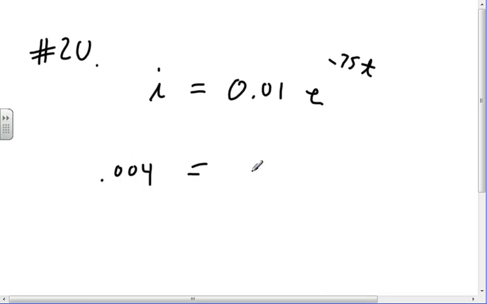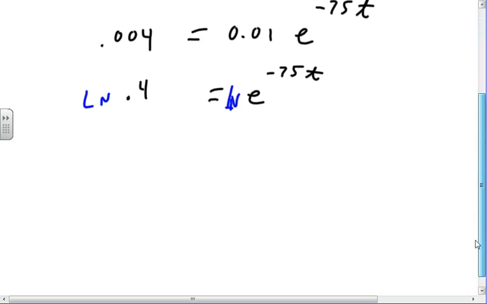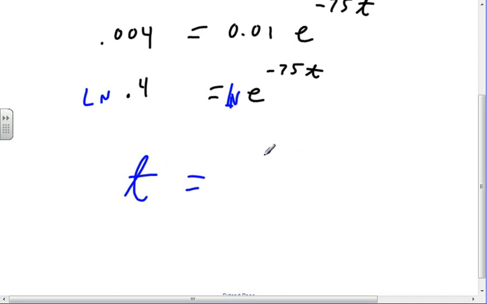Okay, so I got 0.004 is equal to 0.01 e to the minus 75 t. I'm going to put this on that side. 0.4 is e to the minus 75t. I'm now going to take the natural log of both sides. So t is equal to the natural log of 0.4 divided by minus 75.